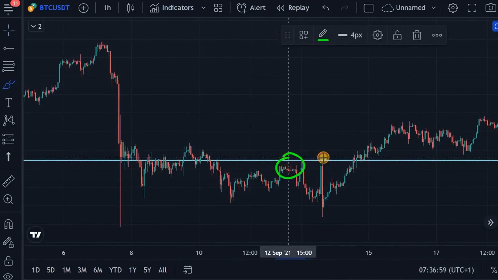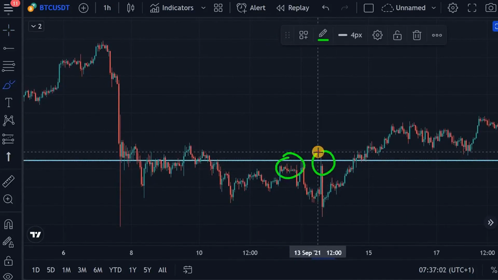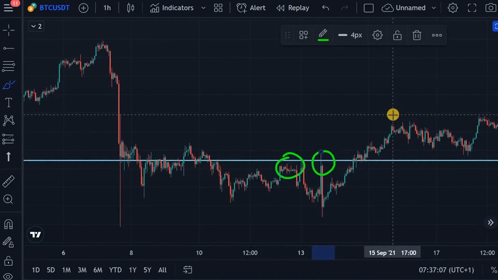So this is another good example of previous support tending to act as resistance, and previous resistance tending to act as support in the price chart.